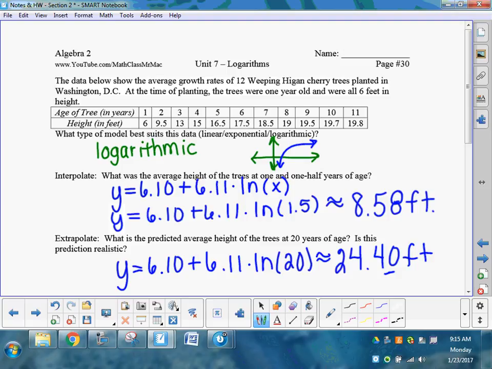And furthermore, somebody said, well, then what's an answer that wouldn't be realistic? I don't know. Would 700 be realistic? Probably not. Look at the data. At 11 years old, it's 19 feet tall. At 20 years old, it's 700 feet tall. Does that make sense? Probably not.